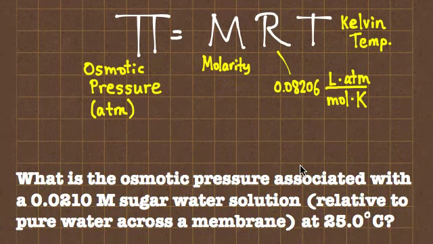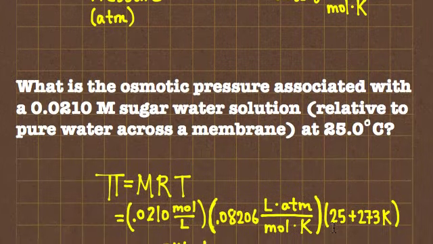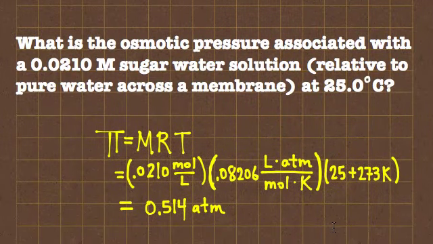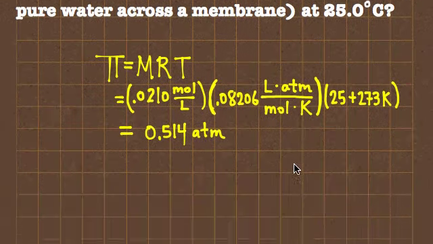What's the osmotic pressure associated with a 0.021 molar sugar water solution at 25 degrees? I don't know. Let's do a little calculation. 0.021 molar. R is the gas constant. It doesn't change. Kelvin temperature: add 273 to the Celsius temperature. This liter cancels this liter. This mole cancels this mole. This Kelvin cancels this Kelvin. And you're left with atmospheres as your final unit.